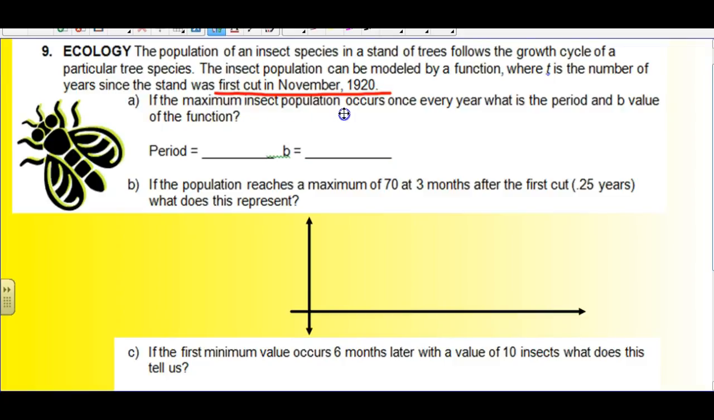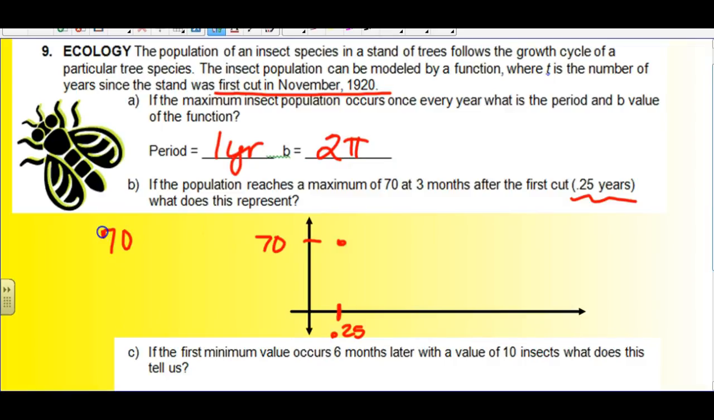What is the maximum insect population? If the maximum insect population occurs every year, what is the period? So the period is a year, right? Which would make B what? 2 pi. If the population reaches a maximum of 70 at 3 months, and then it says back here to use 0.25 of a year, so apparently we're supposed to stick to years. So there's a maximum right there. What does this represent?